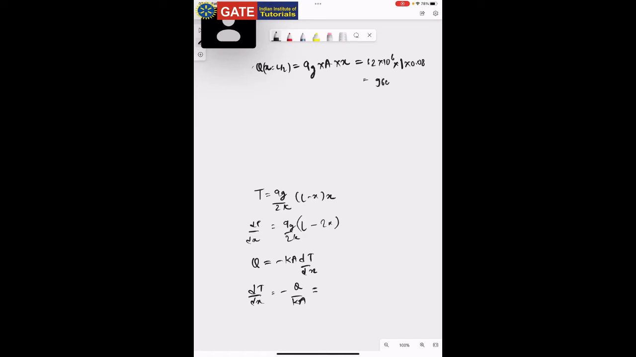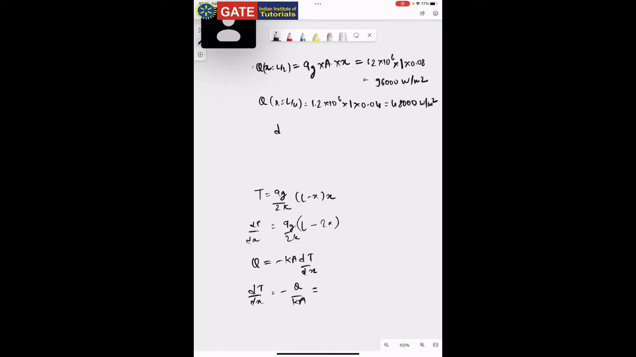So basically 96,000 watt per meter square, because we are taking it per unit surface area. Similarly, Q at x equal to L by 4 will be defined as 1.2 into 10 to the power 6 into 1 into 0.04, because L is 0.16 meters divided by 4, basically half of it. So that will be 48,000 watt per meter square. Correct?